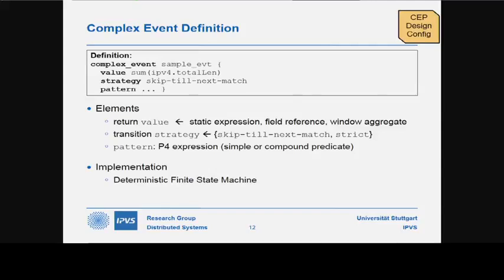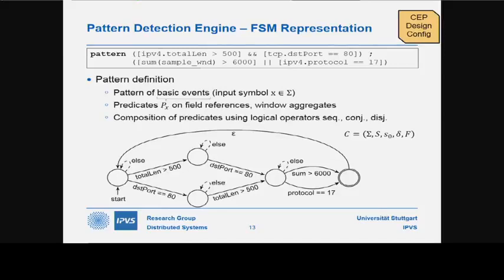We implement pattern detection by a deterministic finite state machine. And as you can see here, as said, the pattern definition consists of basic events. These are input symbols to our state machine. And such a basic event typically consists of predicates on field references, that is either packet header values or metadata values, as well as window aggregates. And we use logical operators like sequence, conjunction, or disjunction to combine predicates.